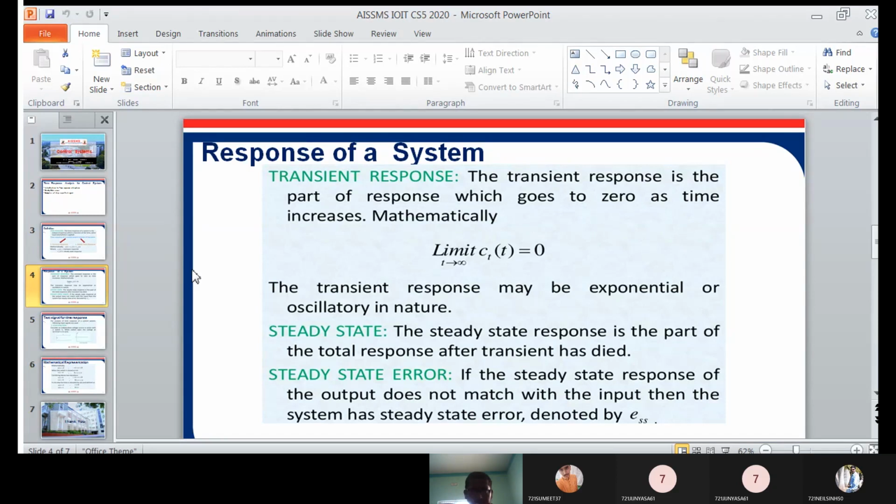Similarly, the definition of steady state is the response, the total response after the transient has died. So after the transient, what remains is shown as the steady state. The steady state error is when the steady response of the output doesn't match the input of the system. That is denoted as the steady state error.